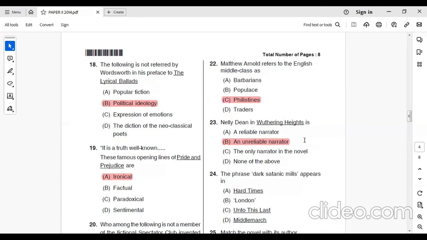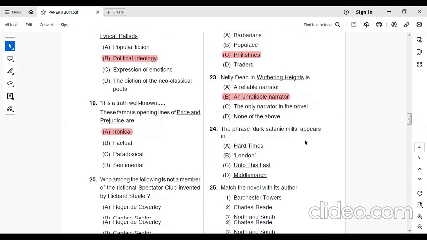Emily Bronte. The phrase dark satanic mills appears in. So there's no correct answer in this question. So in this question, a grace mark was given. So what is the correct answer? Dark satanic mills appeared in an epic poem of William Blake. The name is Milton, a poem written between 1804 and 1808. So dark satanic mills appears in the epic poem of William Blake, and the poem's name is Milton, which was published between 1804 and 1808.